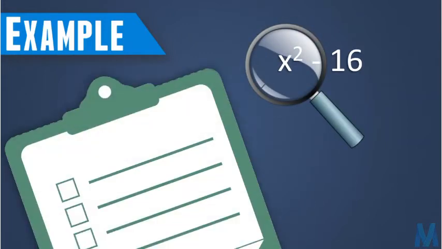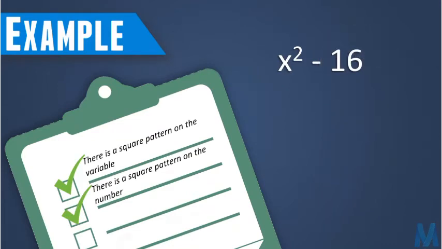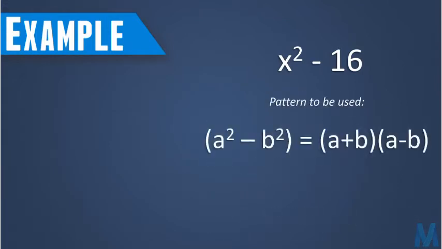Okay, so whenever we factor polynomials, we are going to check if there is a square pattern. First, we're going to check if there is a square pattern on the variable. And then, if there is a square pattern on the number. And lastly, if it's a difference of two squares. Okay? So, if it's a difference of two squares, we are going to use this pattern. Quantity a squared minus b squared equals quantity a plus b times quantity a minus b.